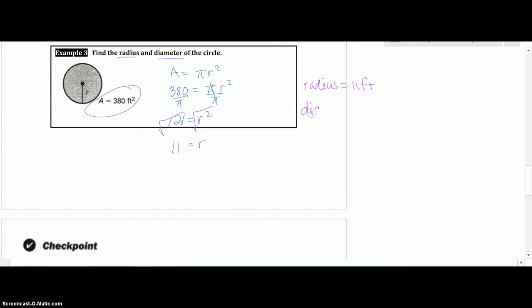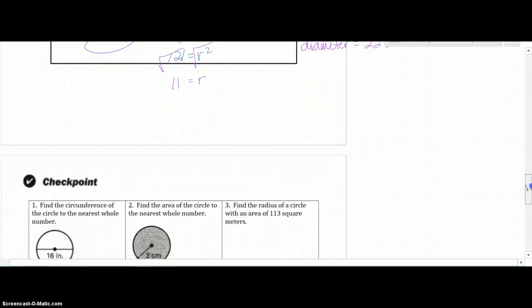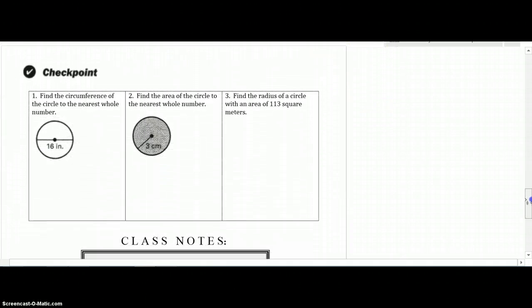So the diameter then is double that, so 22 feet. Notice those are not feet squared because it's not area. They gave you the area. Okay, you are responsible for 3 checkpoints.